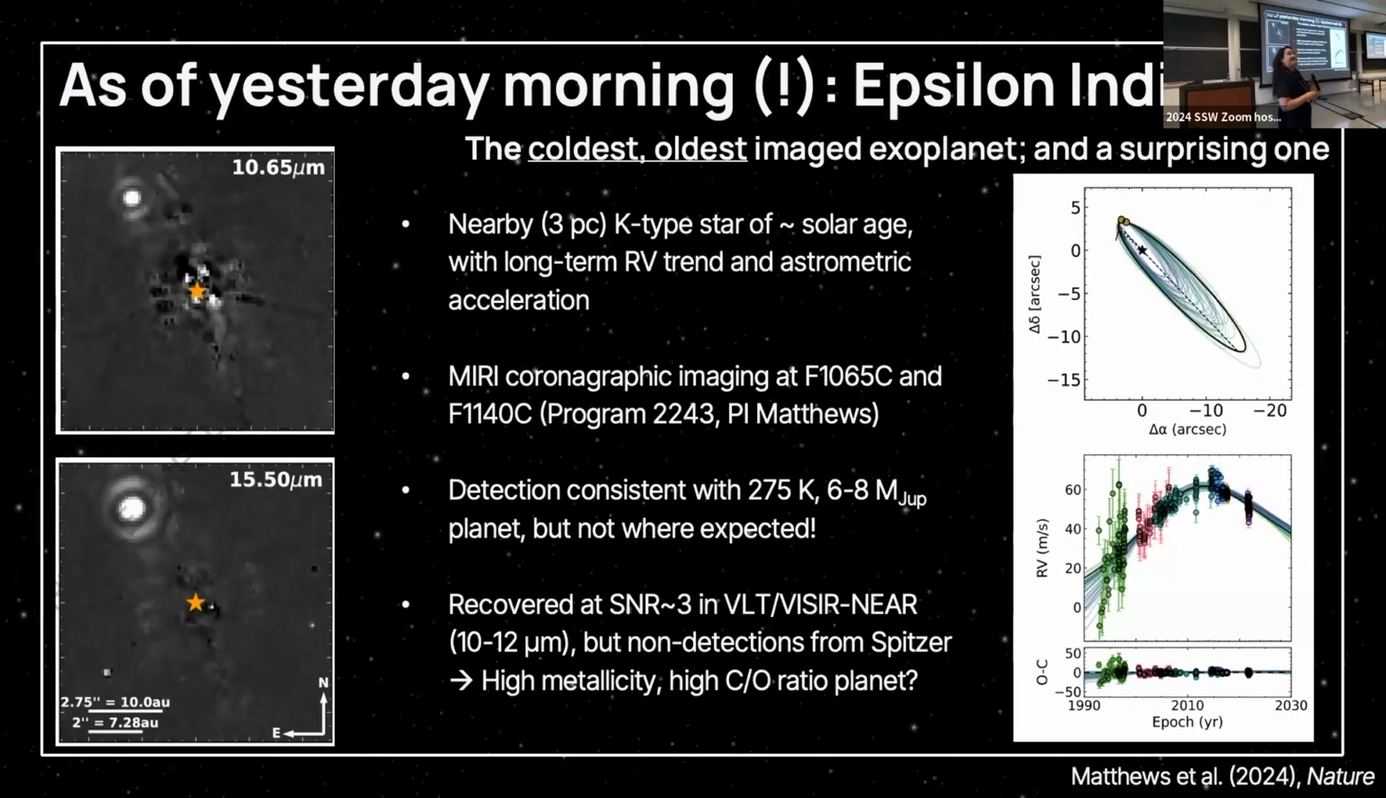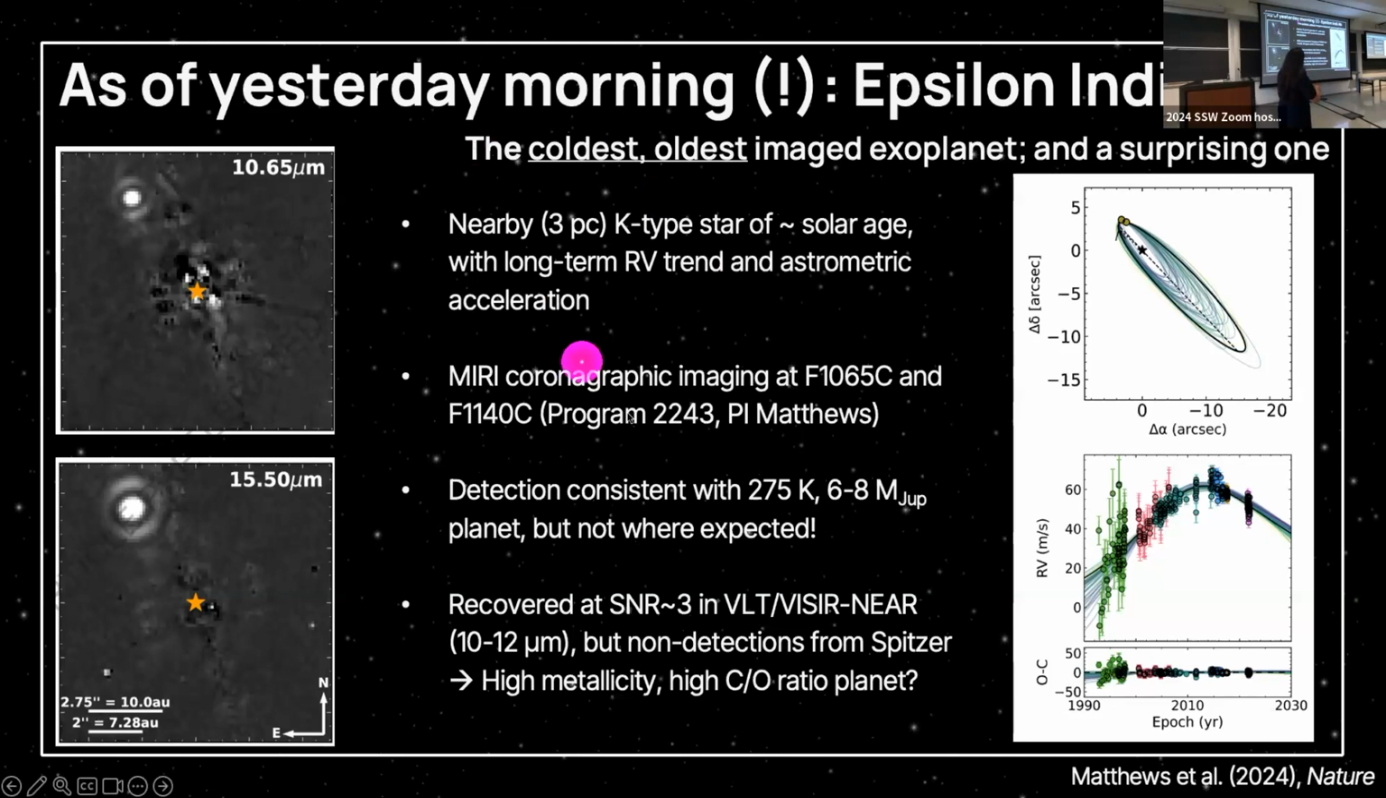I had to update my slides yesterday because yesterday morning a new Nature paper dropped, and we saw it a little bit earlier this morning as well. Epsilon Indi Ab is now the coldest, oldest directly imaged exoplanet, and it's actually quite surprising as well. As you heard earlier, this is a solar-type star of about solar age. It has this wealth of information that you've seen in our previous talks, which are leading us toward taking our RV trends and Hipparcos-Gaia accelerations and using them to try and find new planets. And so they did this.